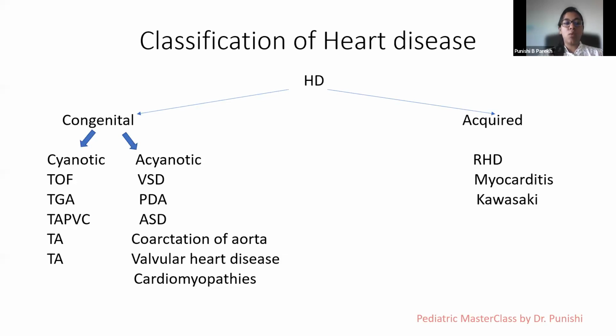So these are the common 5 cyanotic congenital heart diseases that you should know and remember, because these are questions that can be asked in the Viva: name some cyanotic CHD. So you should know these 5 T series.